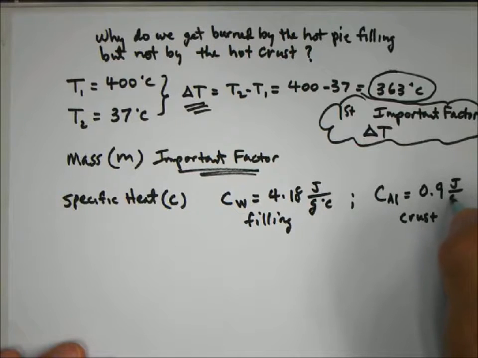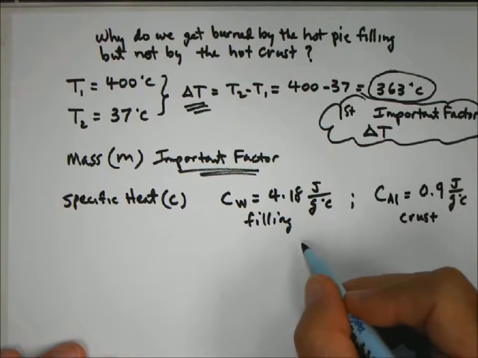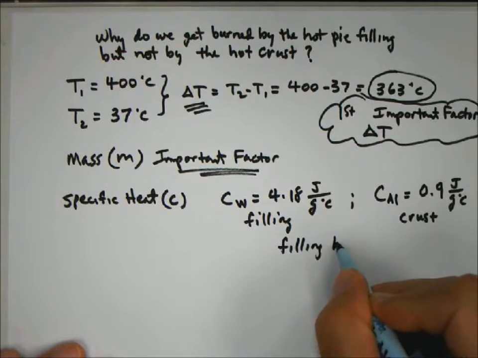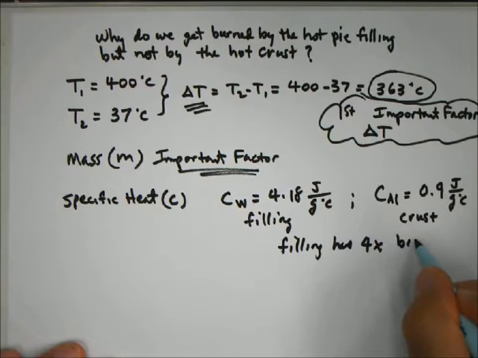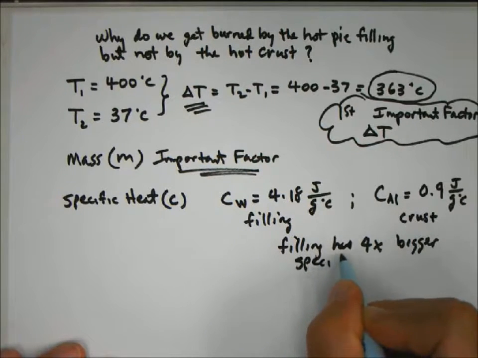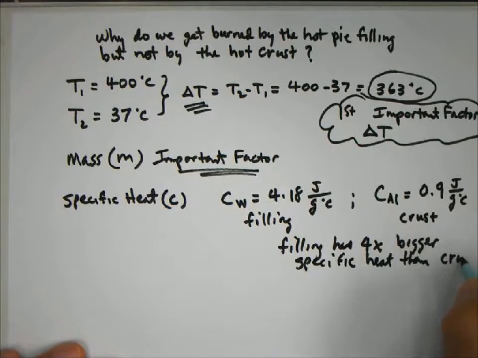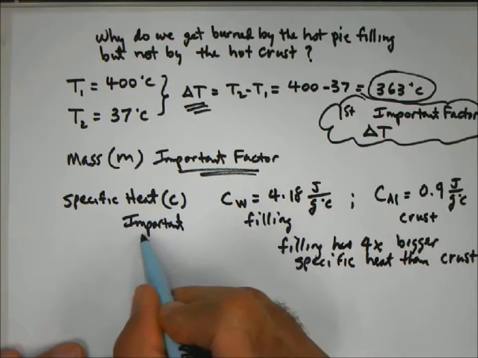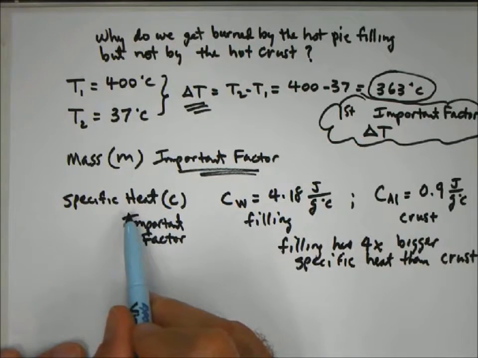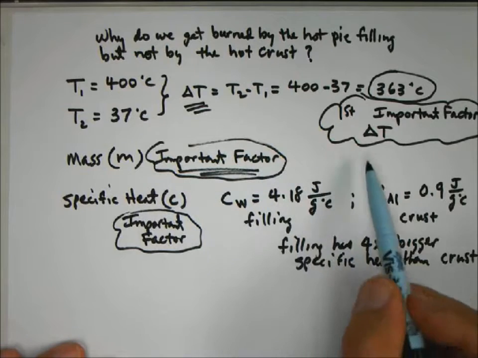So look at that. The filling has about 4 times bigger specific heat than the crust. So, hey, that's an important factor. The specific heat value. Specific heat, important factor. Mass, important factor. Temperature change, important factor. Okay?